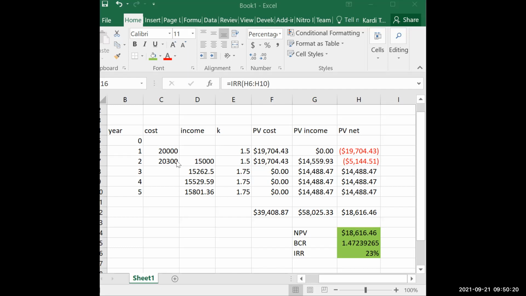Say you have this cost and you have this income. So this is given, okay? So the one in yellow are given. This one also is given. So you can just type that.